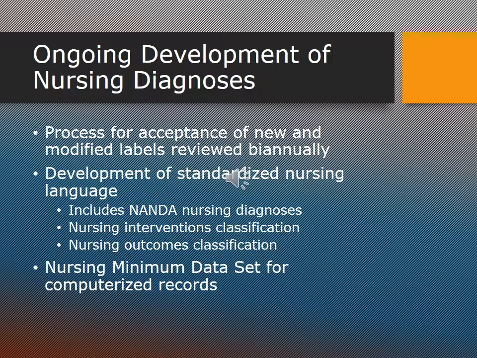So as we wrap this up, there's a process for accepting new and modified labels, and they're reviewed biannually by NANDA, the North American Nursing Diagnosis Association. It's the development of a standardized nursing language. We have nursing language that includes nursing diagnoses, nursing interventions, and nursing outcomes. And there's also a nursing minimum data set for computerized records. So NANDA is all-inclusive. It is the language of nursing.